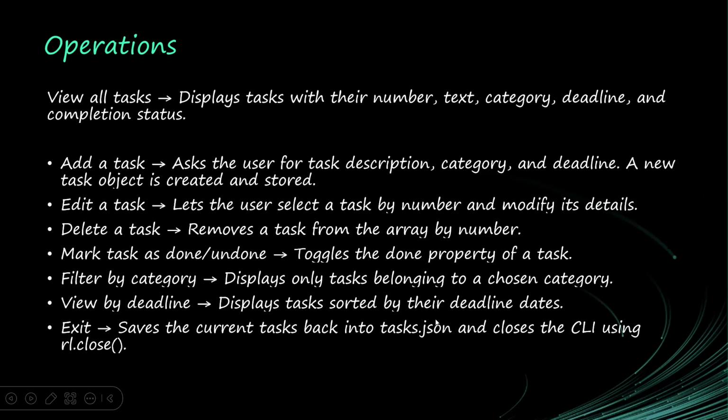You can also exit. So when the user clicks exit, we will save the current tasks back into the task.json file, and then close this CLI using the rl.close method, which is readline.close. Of course, if we open the readline for users to give us inputs, we would also have to close it whenever we finish. So now these are the operations that the user can perform using our application.